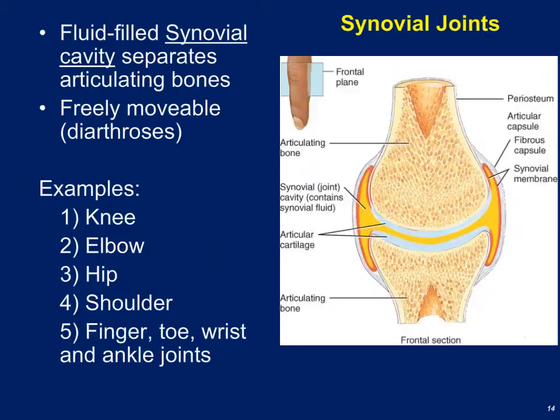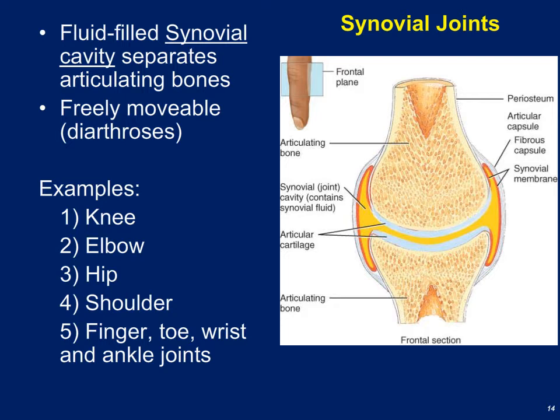Okay, so far we've talked about fibrous joints and cartilaginous joints. The third major group of joints are going to be our synovial joints. Now, synovial joints are special because they have a fluid-filled synovial cavity which separates the articulating bones. As a result, these bones are freely movable, that is, they are diarthrotic.